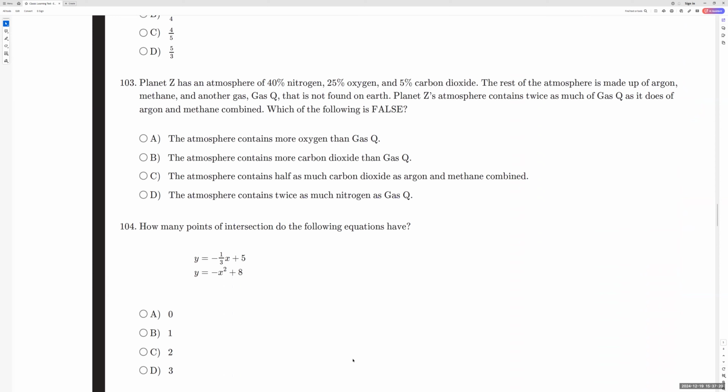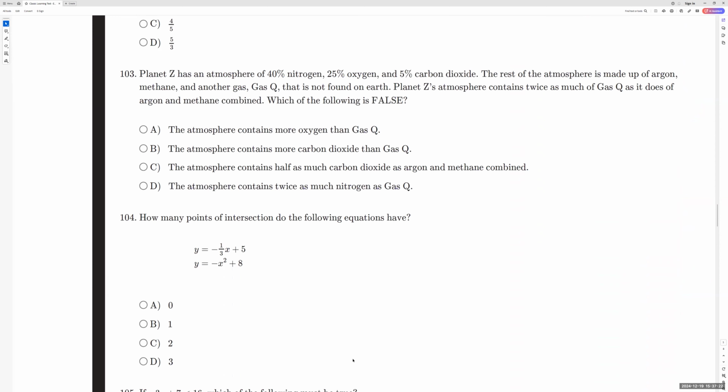103. Okay. Planet Z has an atmosphere of 40% nitrogen. Okay, so this is just a matter of doing a lot of work, and we don't have time for that. So I don't recommend maybe you do this question, but I'm going to explain it anyway. So 40% nitrogen, sorry, 25% oxygen, the big O, 5% carbon dioxide, and the rest of the atmosphere is made of argon and methane.